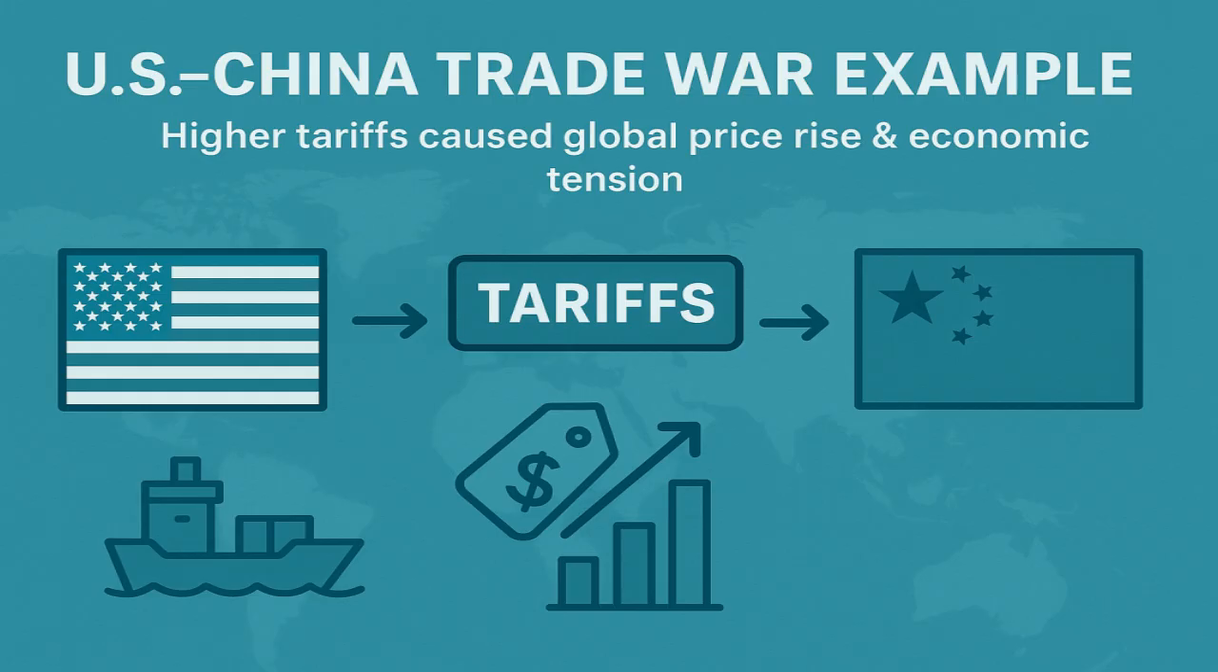Real-world example. A good example is the US-China trade war. The US placed high tariffs on Chinese goods like steel, aluminum, and electronics. China responded by adding tariffs on American goods such as soybeans and automobiles. This back and forth increased prices and disrupted global trade, showing how powerful tariffs can be in shaping the world economy.